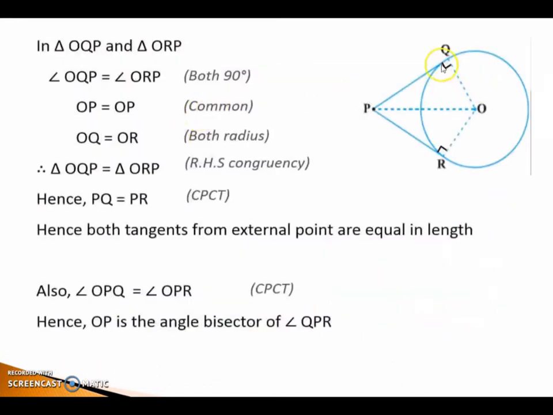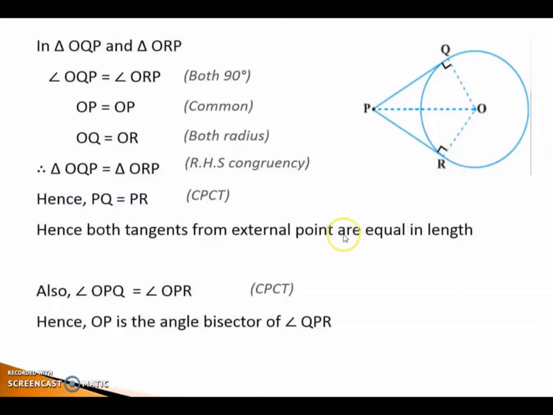So now after proving that angle Q is 90 and angle R is 90, I will consider these two triangles, POQ and POR. In these two triangles, both are right angled triangles with one angle 90 degrees. So angle Q and angle R are 90. Now OP is the common side and OQ and OR are both equal because they are radii of the same circle. So we can prove by RHS congruency that these two triangles are congruent to each other. And by CPCT, PQ and PR will be equal.